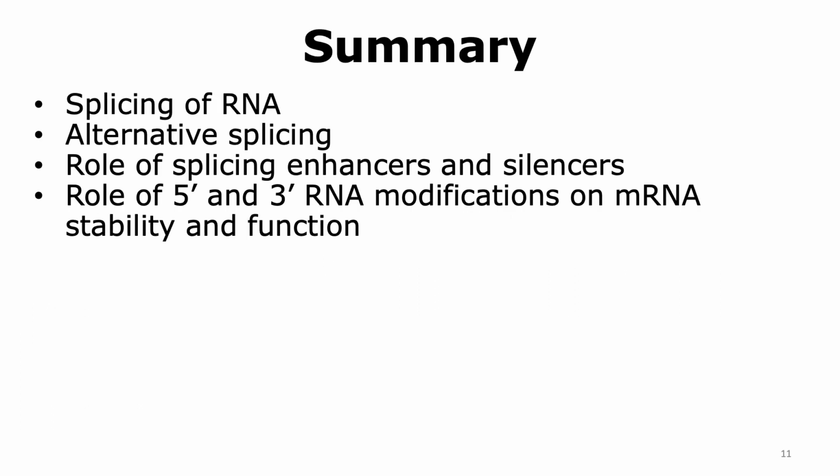With this, we come to the end of our talk where we learned about splicing of RNA and the role of splicing enhancers and silencers on formation of messenger RNA. We also learned about the role of the 5' and 3' RNA modifications that influence the stability and function of messenger RNA.